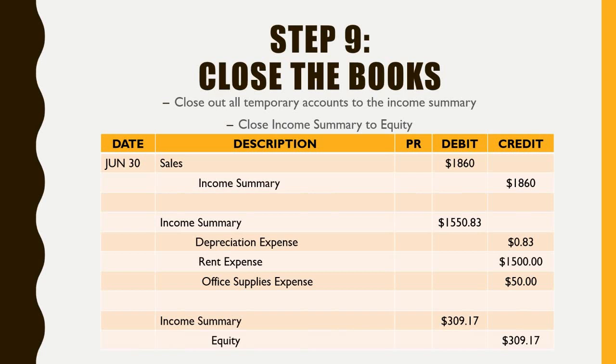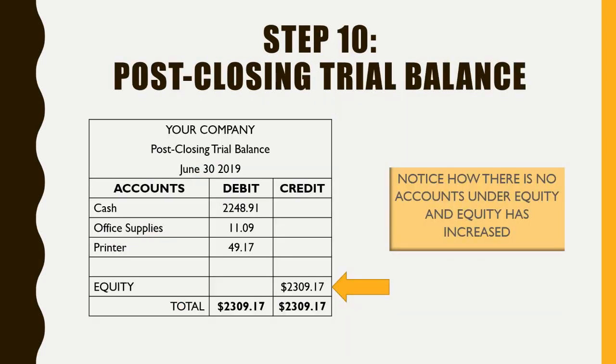Then once again, I'm going to run my post-closing trial balance one more time to ensure that, after I close out my temporary accounts, my equity should equal $2,309.17. Any questions in all of these steps?